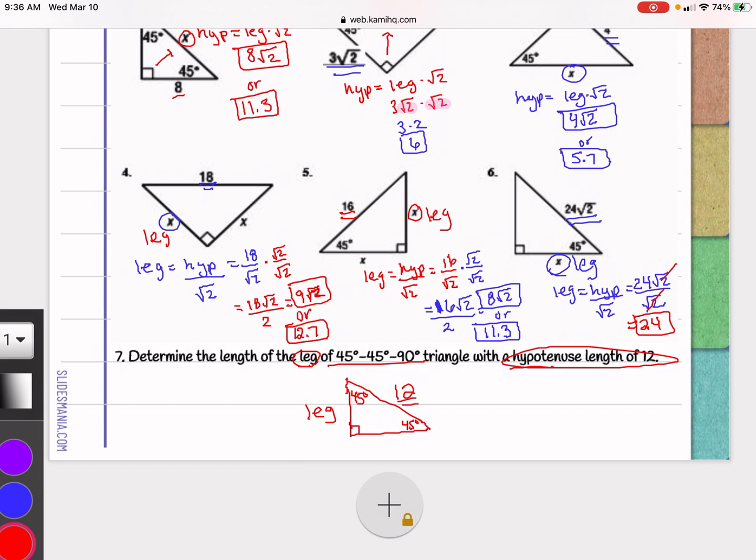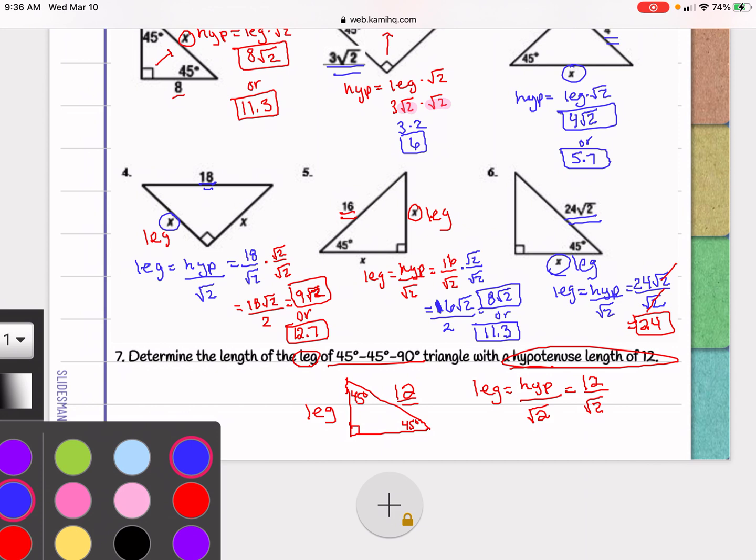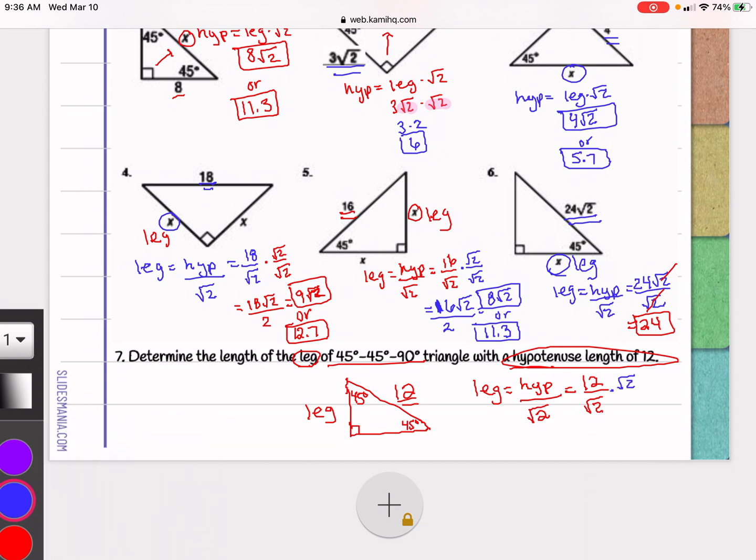So let's use the formula for leg, which is hypotenuse divided by square root of 2. And here we were told our hypotenuse is 12. Remember, you don't want a root 2 in the denominator. So we're going to multiply by root 2 over root 2. And just remember, anytime you're doing square root of 2 times square root of 2, that's just 2.